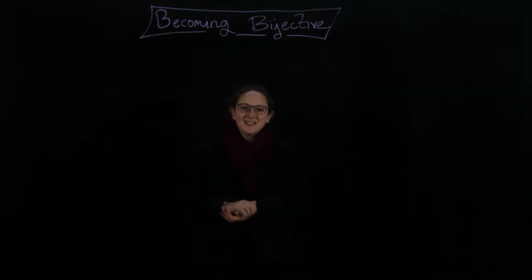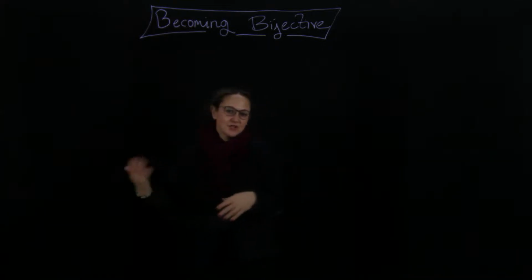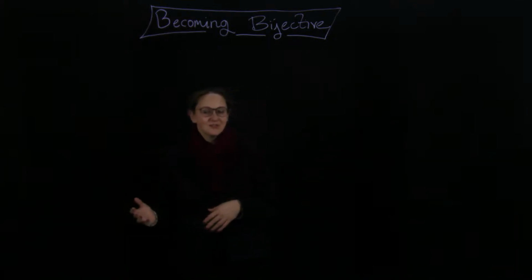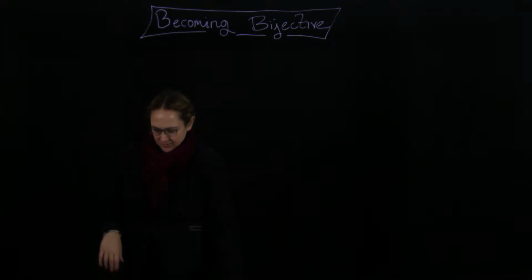Welcome. In this lecture, I'm calling it Becoming Bijective. It's really looking at what you can do to help a function gain injectivity or surjectivity if it isn't injective or isn't surjective. So let's start out. Here's our first example.